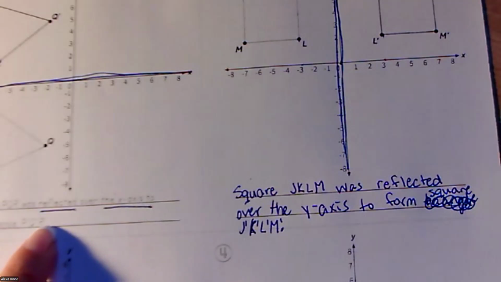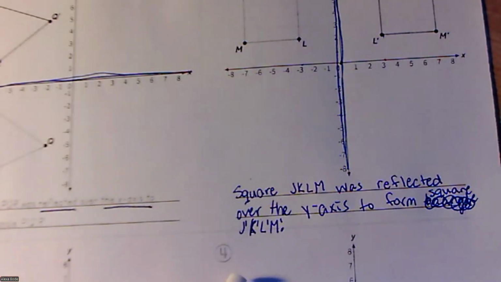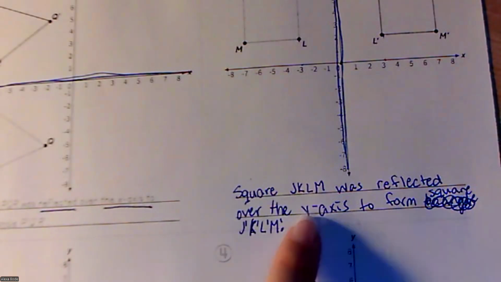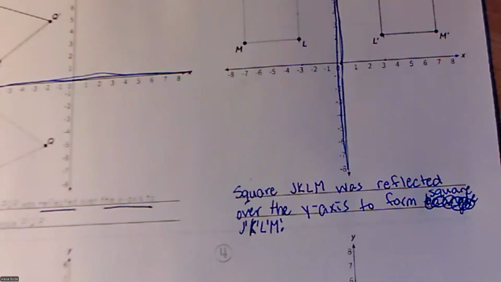So notice that the sentence structure is the same. I kept the same sentence structure as my example. I just had to change what type of shape and the labels for the shape and what my line of reflection is. Now, where that becomes difficult is in our problem number 3 here.